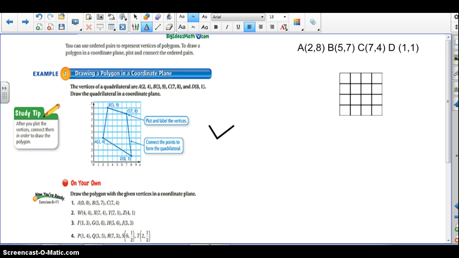And then I can apply these techniques in the context of solving real-world and mathematical problems. All right, so let's get started. Let's look at example 1. The vertices of this quadrilateral on this coordinate grid are these numbers right here. And it says draw the quadrilateral in a coordinate grid. Okay, simple enough. Couple things to keep in mind.